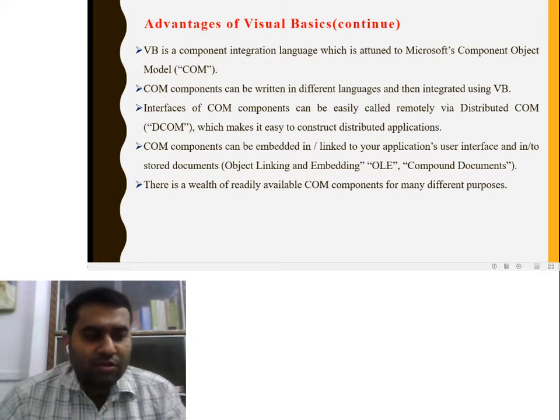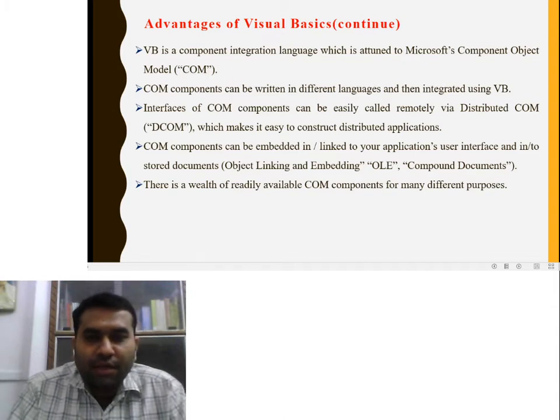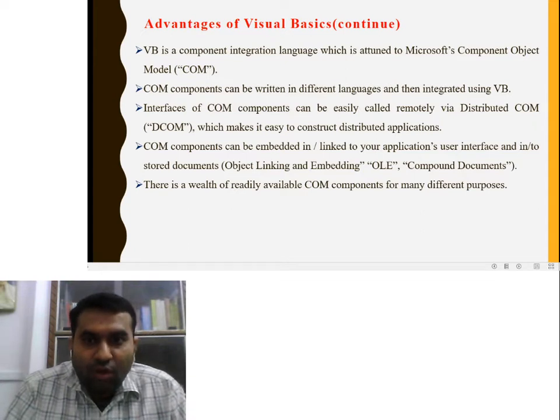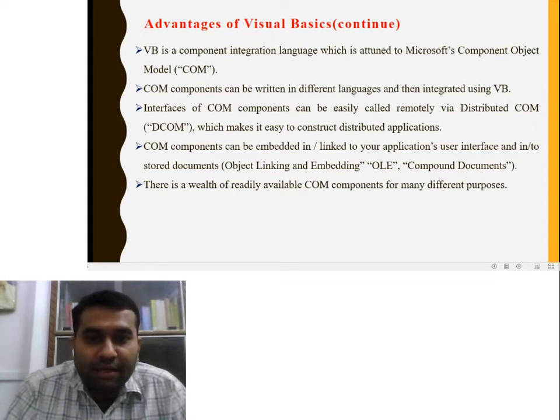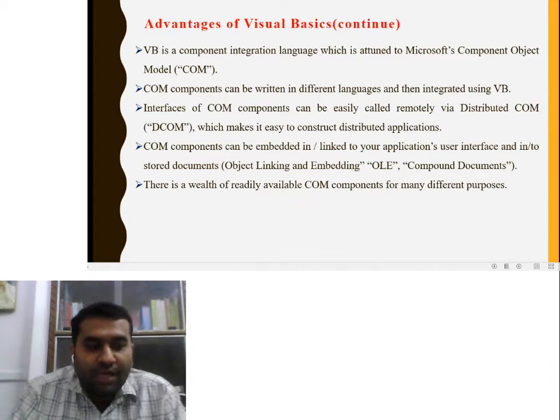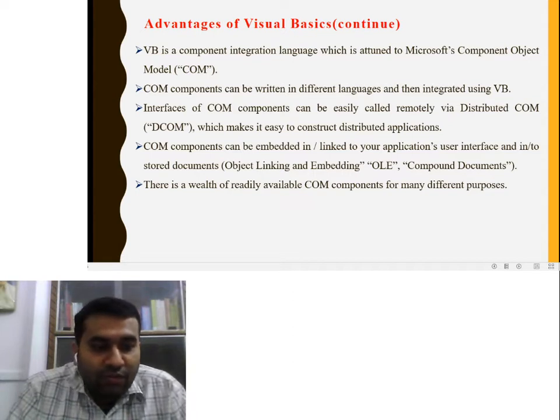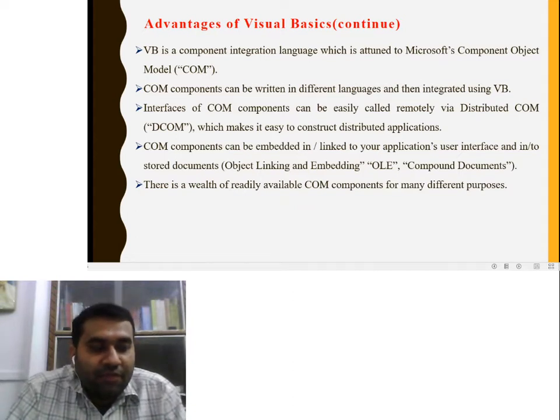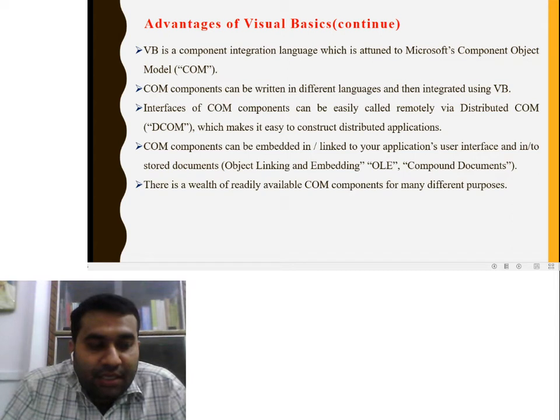In the Microsoft solution for distributed computing, it allows one client application to remotely start a DCOM server object on another machine and invoke its methods. COM components can be embedded in or linked to your application user interface and stored in a document. Object linking and embedding allows programmers of Windows applications to create an application that can display information from other Windows applications and allows the user to edit the information within the application that created it.